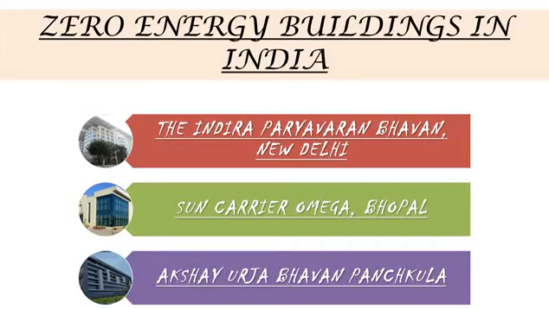Now these are the three buildings which are constructed on the net zero energy building concept. First one is the Indira Paryavaran Bhavan in New Delhi. Second one is Sun Carrier Omega in Bhopal. And the last one is Akshay Urja Bhavan in Panchkula.